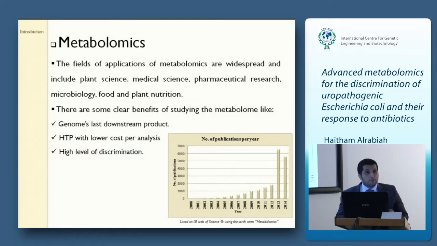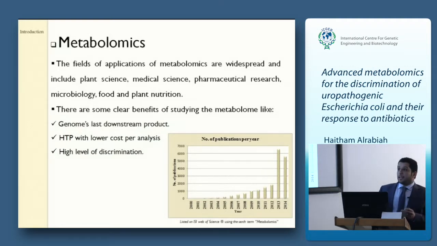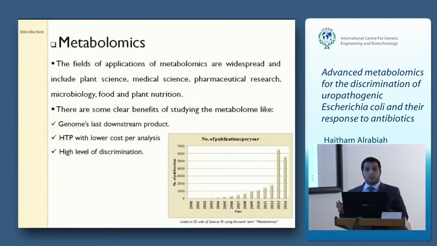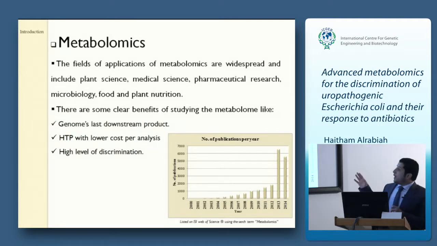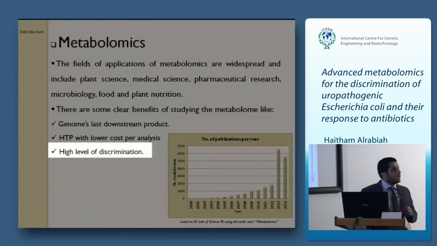There is a need for a high throughput, comprehensive, reproducible, and precise evaluation method to assess and discriminate between the cause of infections. I mentioned before that metabolomics has a high level of discrimination. Therefore, we applied this field to discriminate between uropathogenic E. coli isolates from different sequence types and even from the same sequence type.